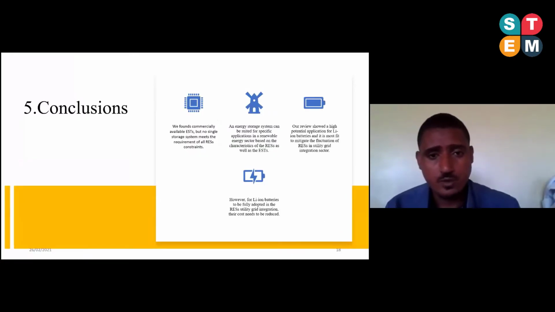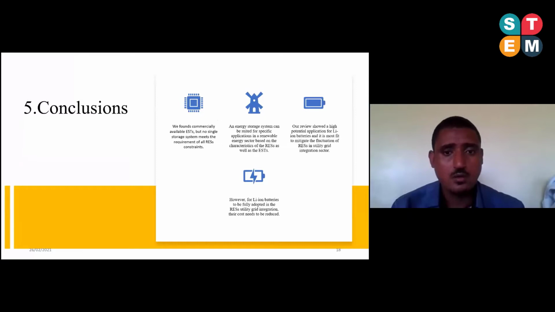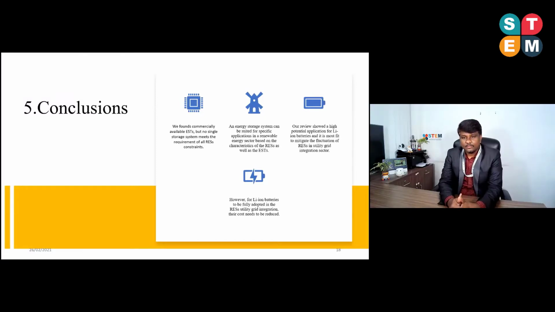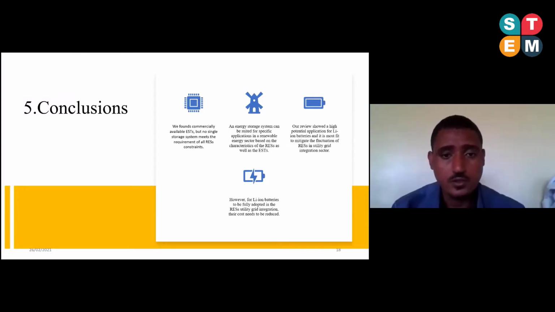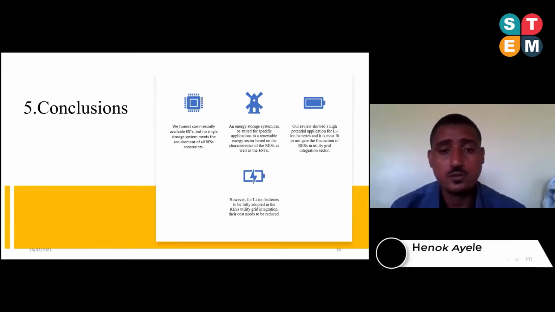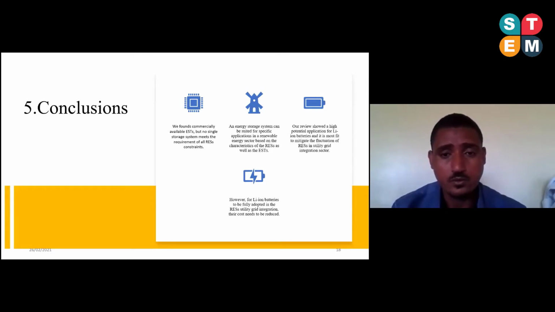So our conclusion, we conclude in such a way. We found commercially available energy storage, but no single storage system meets the requirements of all renewable energy source constraints. So this means renewable energy sources have different constraints. So to overcome these constraints, if we select a single energy storage, that single energy storage may not overcome the problem of the renewable energy source. So this is our finding.